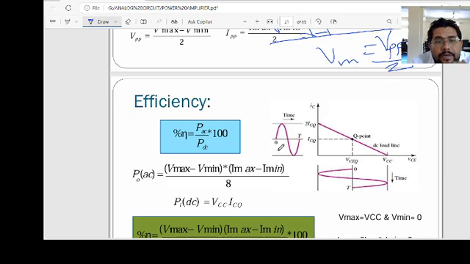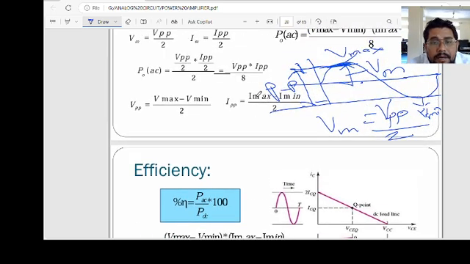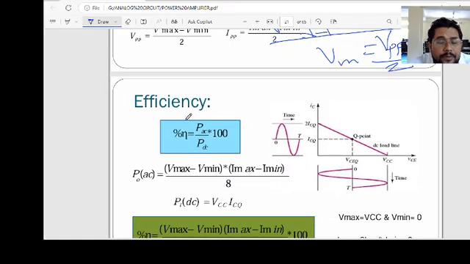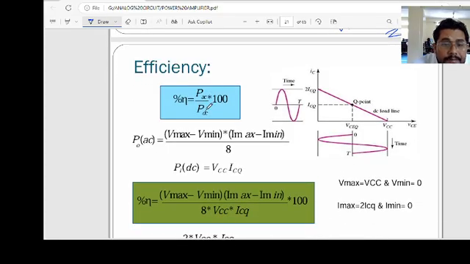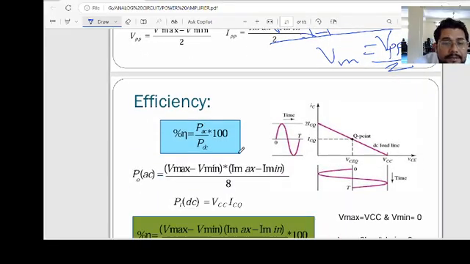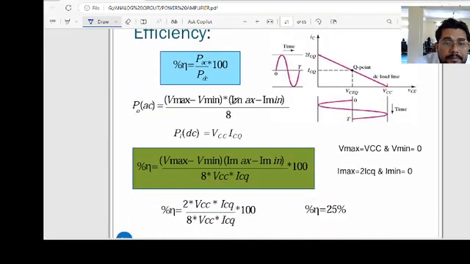Then efficiency: how do we calculate the AC power? This is the AC power, Vmax divided by 2 into VCC. We have already studied that efficiency is nothing but AC power divided by DC power, in percentage. So what is the AC power we have calculated from here? The AC power is Vmax minus Vmin into Imax minus Imin divided by 8.